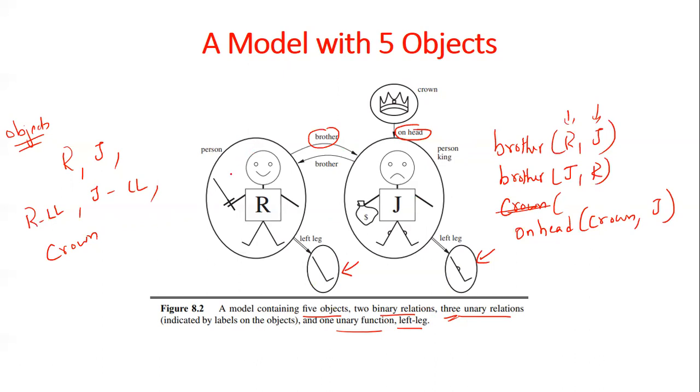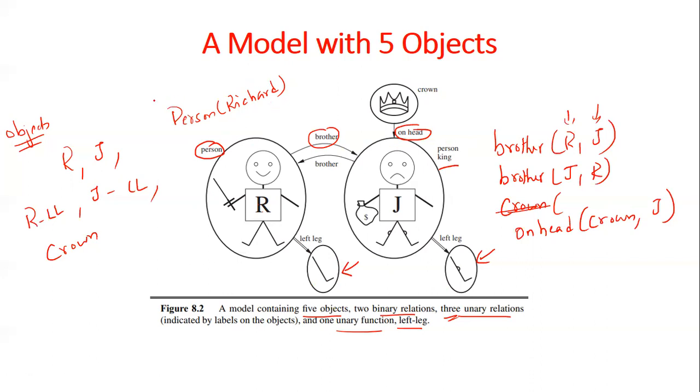This unary relation, person is a unary relation, and person is applicable to Richard. So person of Richard is a unary relation. Okay, and person is also applicable to John. So person of John is also applicable. Person of Richard and person of John, we can consider this as person of X.